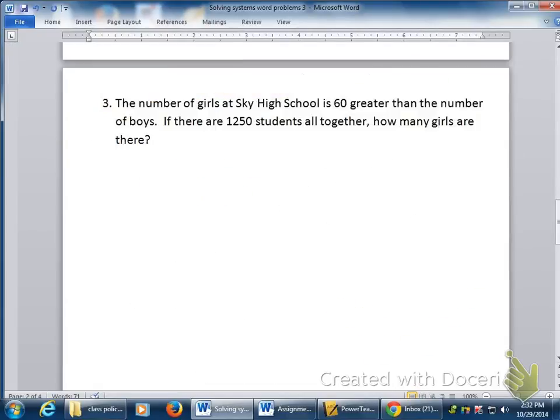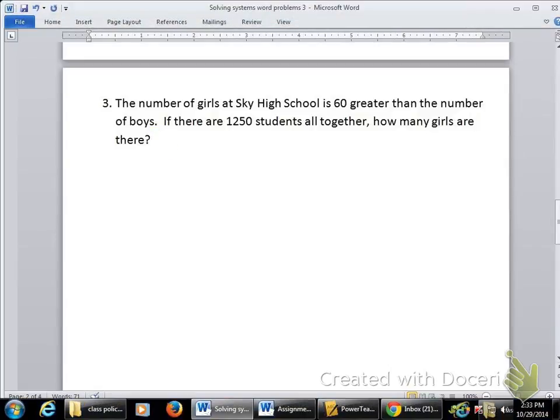Okay, third problem we're looking at, the number of girls at Sky High is 60 greater than the number of boys. If there are 1,250 students altogether, how many girls are there? This time they're only asking me for girls, but I think it's pretty obvious I have two variables, girls and boys. Okay, recognize that this letter G for girls replaces all of these words. So even though it's a wordy problem, as soon as I put the letter G in there, that's all that's left is just the letter G. And of course the letter G is means equals.